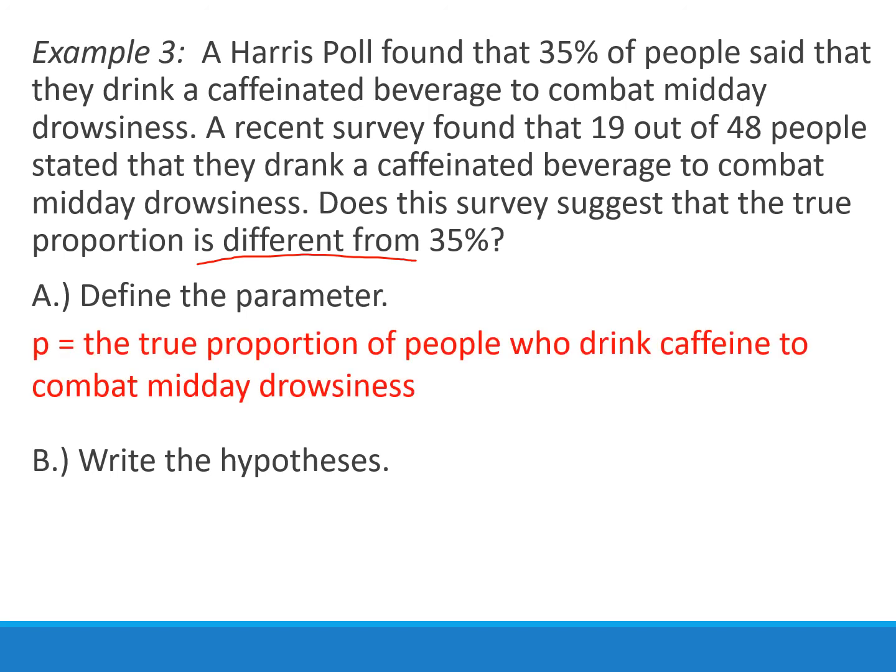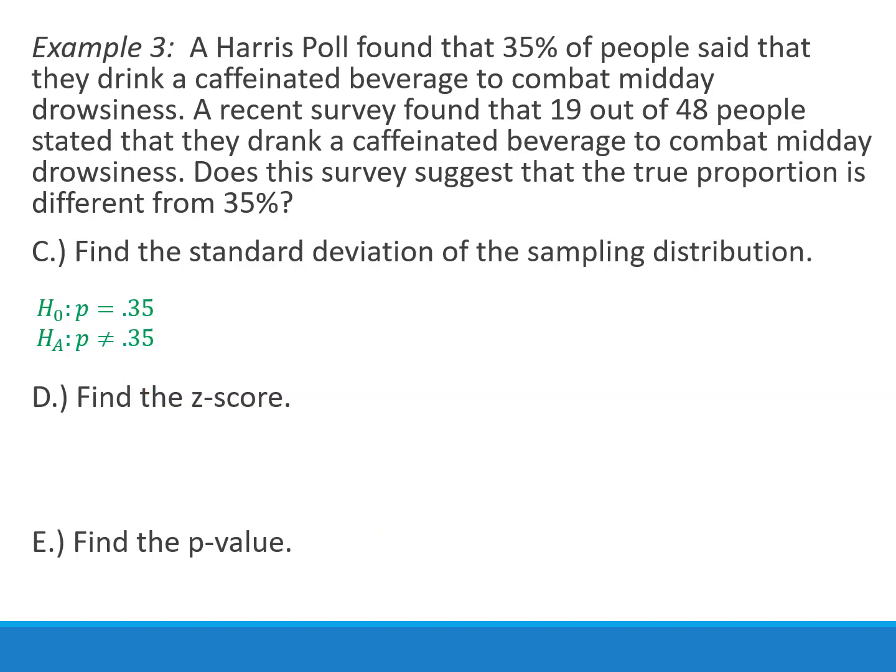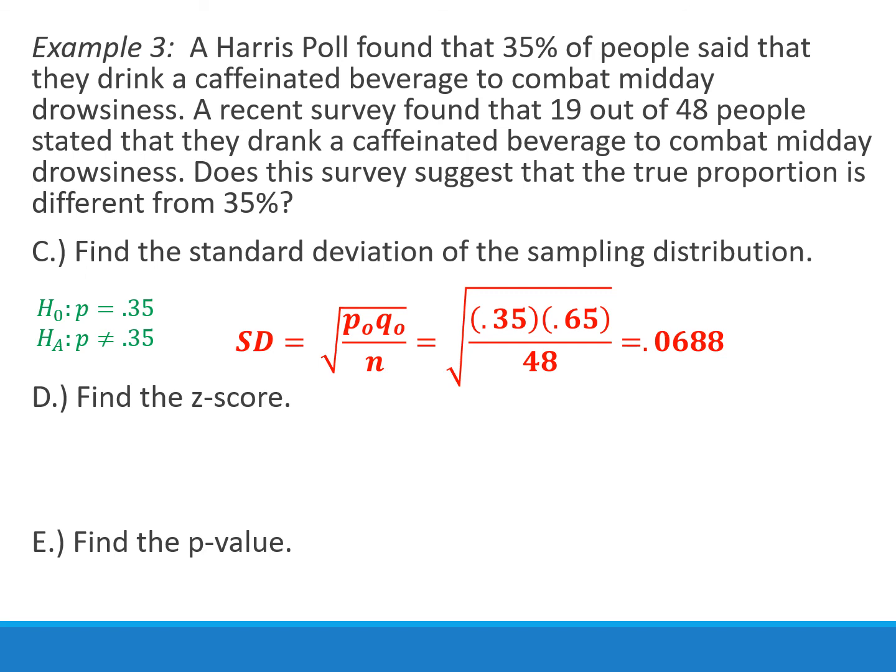Define the parameter. P is going to equal the true proportion of people who drink caffeine to combat midday drowsiness. All right, so different comes into play in our hypotheses. So null hypothesis is that P equals 0.35. The alternative is that it doesn't equal 0.35. It's different from 0.35. Standard deviation, plug everything in, we get a standard deviation of 0.0688.